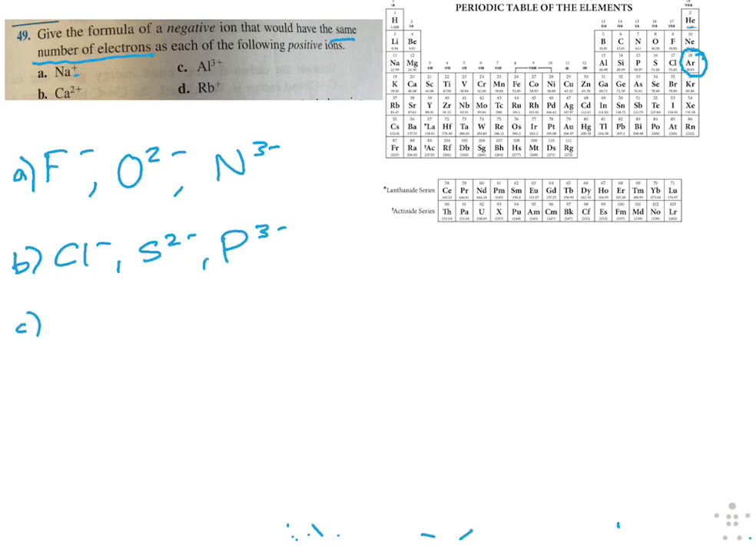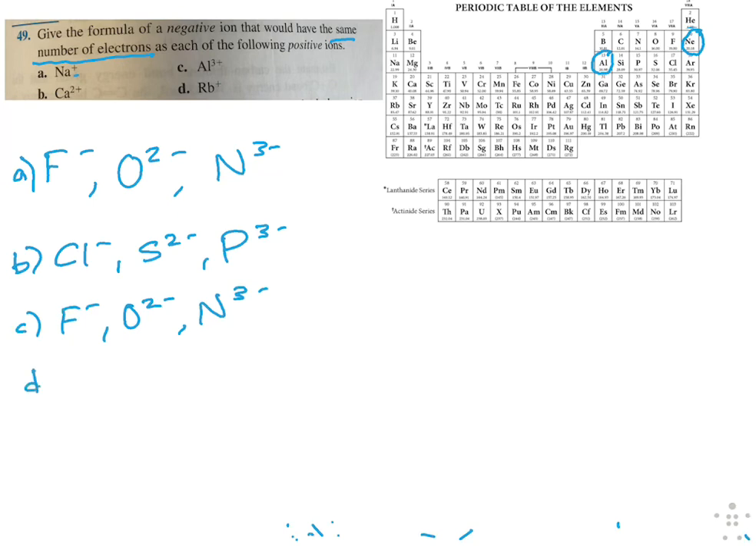For part C, we got the aluminum ion. Now the aluminum ion has a positive 3 charge right here. Losing 3 electrons means it would have the same number of electrons as neon. So your answer for part A works here for part C. F minus, O2 minus, N3 minus are all possibilities that work here.